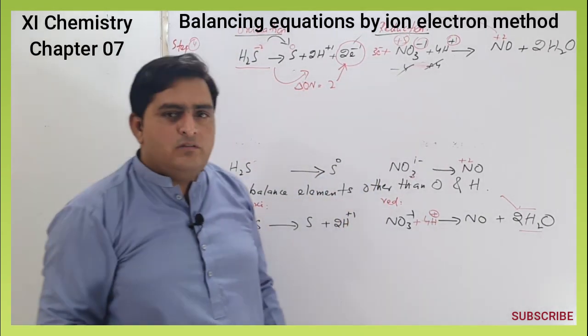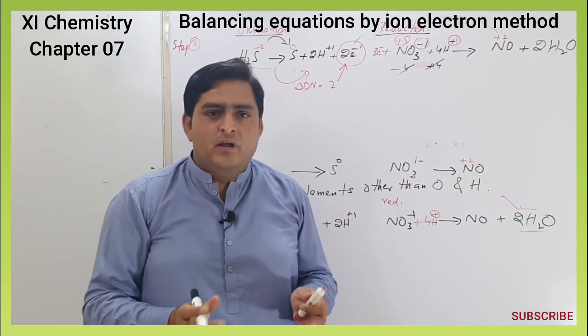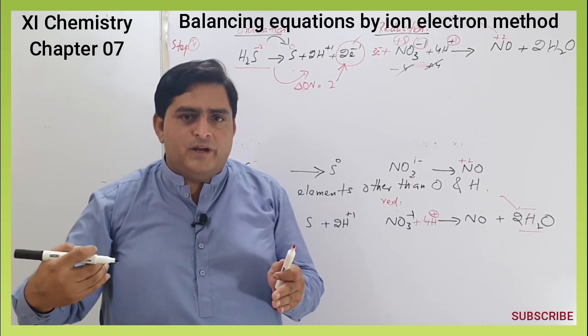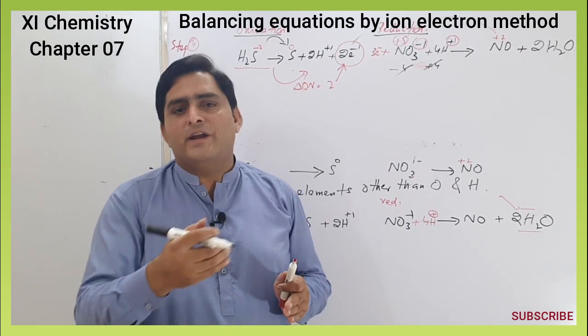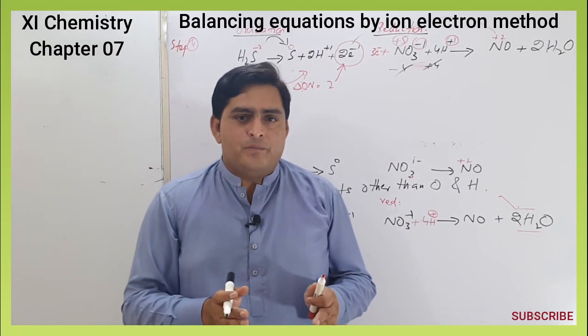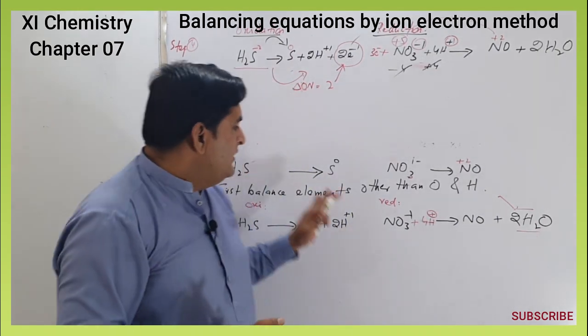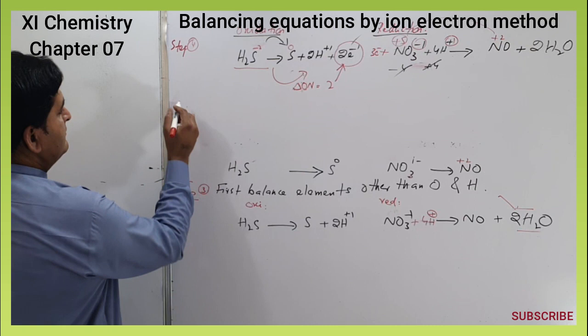So these are the 2 ways. If oxidation, electrons are added at the product side. If reduction, electrons are added at the reactant side. In oxidation, leave it, it's enough. So we will go to step number 5.